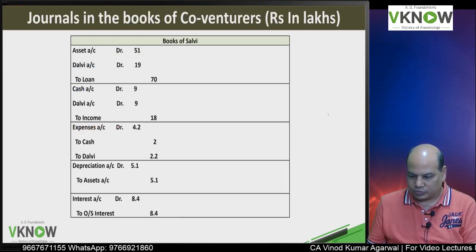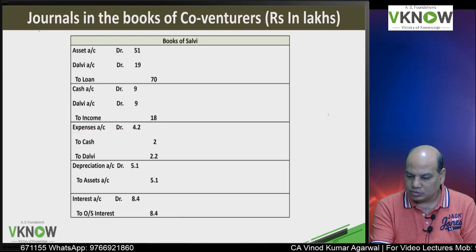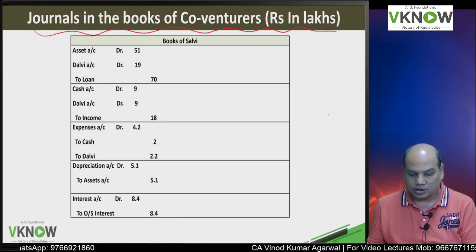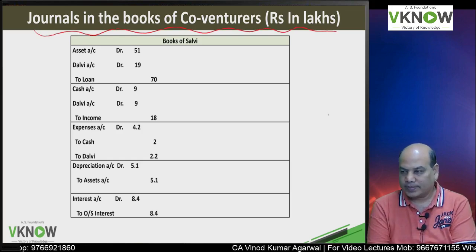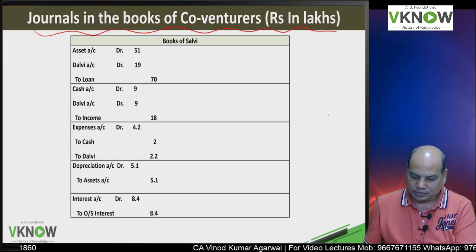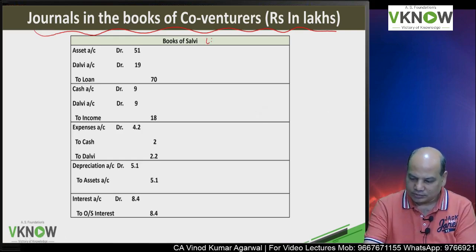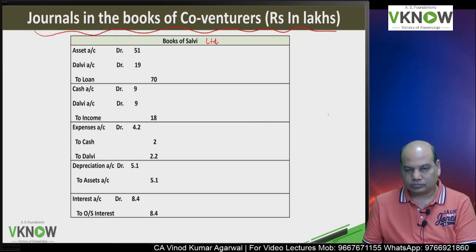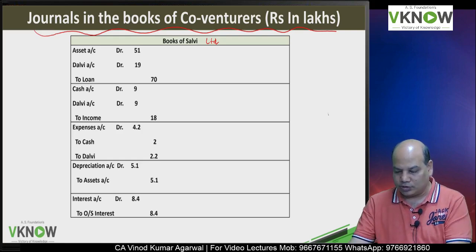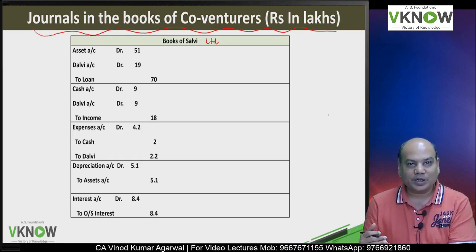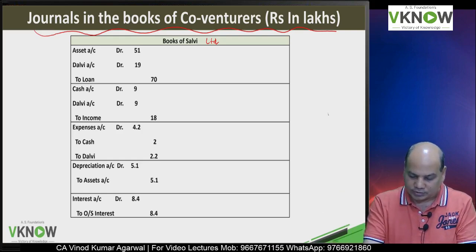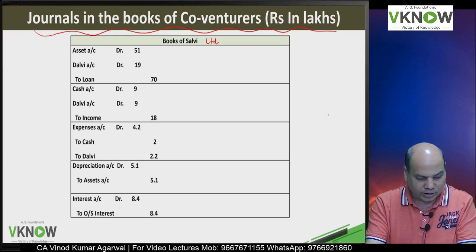Write down journal in the books of co-venturer. First write down books of Salvi Limited. How will Salvi Limited record in his books? You can pass separate entries or you can just pass one entry.